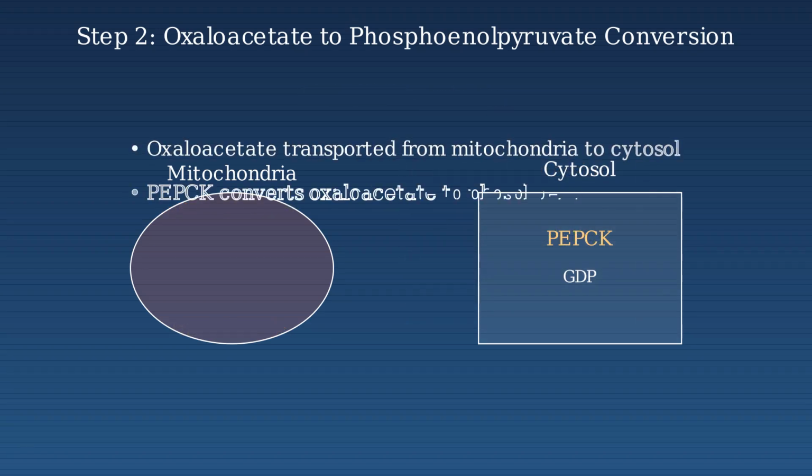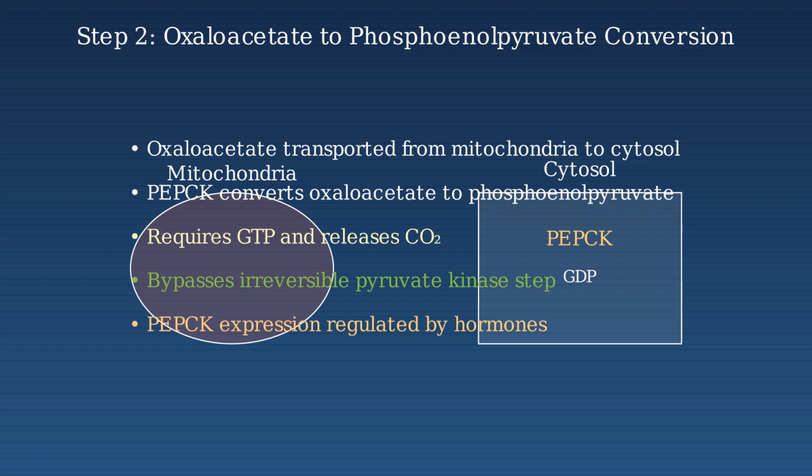To summarize this critical step, oxaloacetate is transported from the mitochondria to the cytosol, where PEPCK converts it to phosphoenolpyruvate using GTP. This bypasses the irreversible pyruvate kinase step of glycolysis, and PEPCK's expression is tightly regulated by hormones to control the rate of gluconeogenesis.